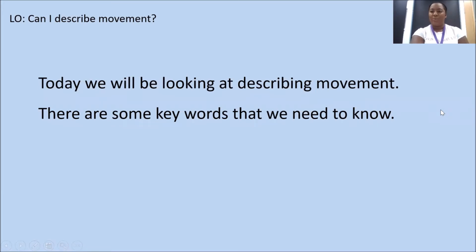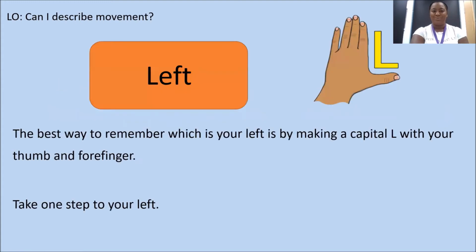There are some key words that we need to know. We're going to go through them now. Left. The best way to remember which is your left is by making a capital L with your thumb and forefinger. I'm going to show you from the back so it looks the same. Can you see the L that my left hand is making? We want ours to look just like this, and then you all know that you need to move left.